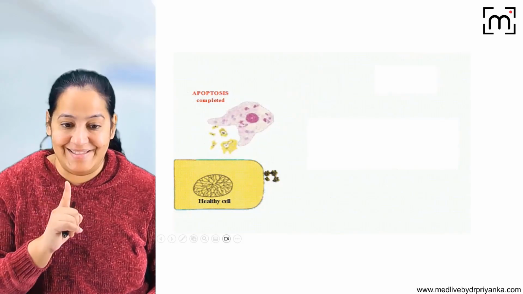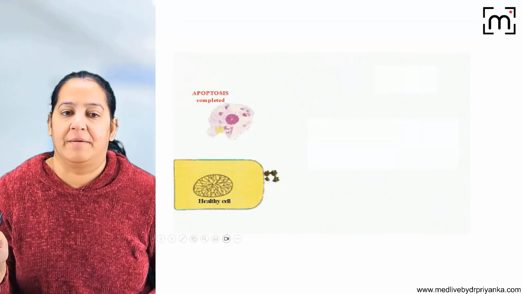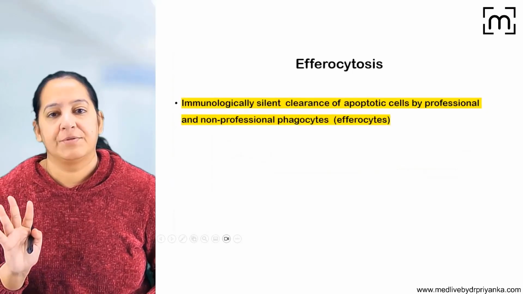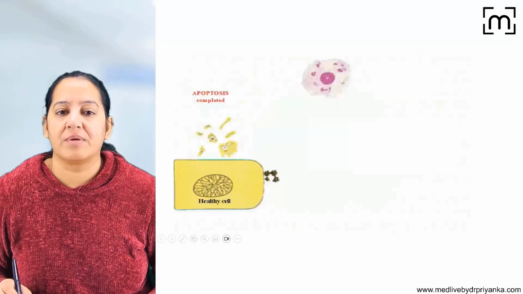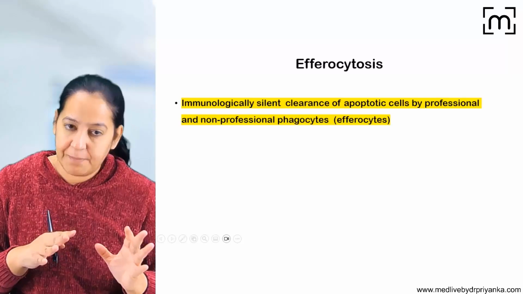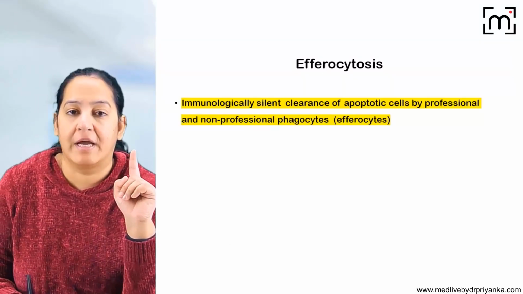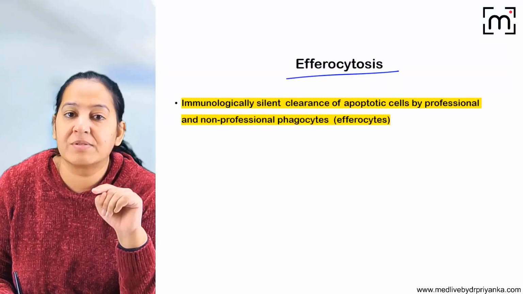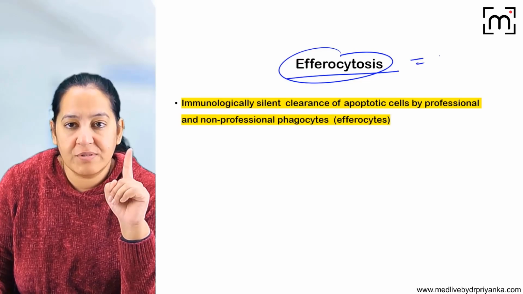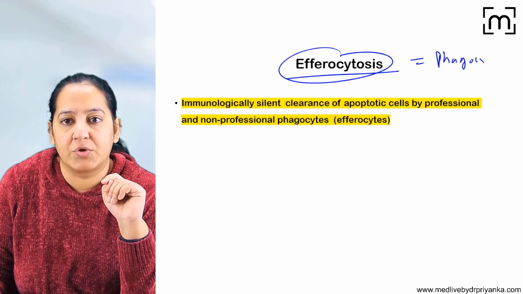So it is silent. I mean, no leakage, no inflammation. This is the last step, which is phagocytosis, known as efferocytosis. Whether extrinsic pathway or intrinsic pathway, the last step is phagocytosis, and phagocytosis in apoptosis is known as efferocytosis. So efferocytosis is basically phagocytosis.